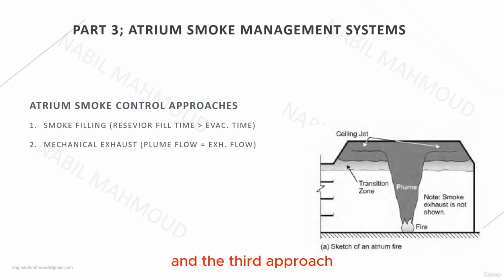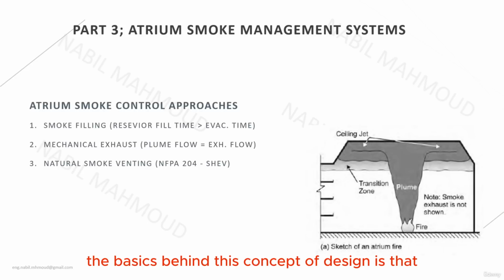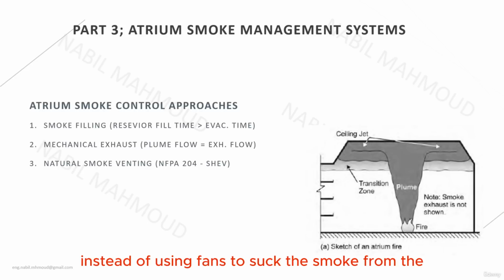And the third approach is the natural smoke heat venting. This is designed and utilized in accordance with NFPA 204 and in accordance with the IBC, or the International Building Code. The basic idea behind this design concept is that instead of using fans to suck the smoke from the high level or the ceiling, you will use natural venting means instead.